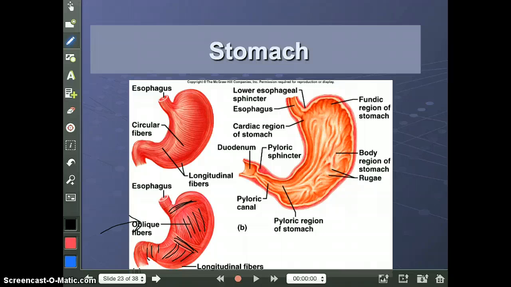Now, if you take a look at the interior of the stomach, here I've done a coronal cross section of it, you see all of the little folds within there. And those folds are to allow your stomach to expand when you receive a whole bunch of food.